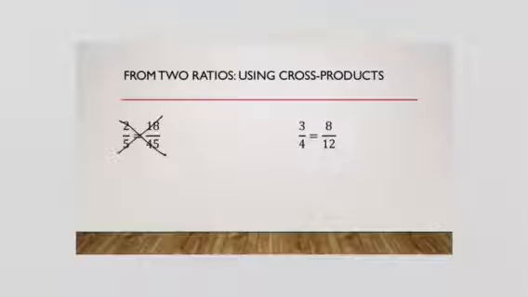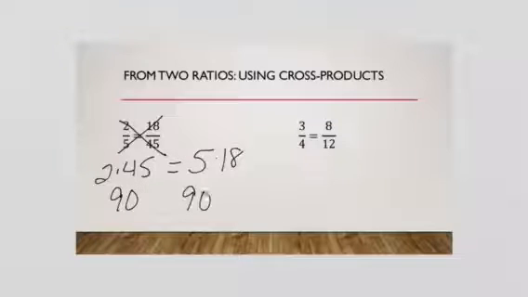So cross products. In this case it would be 2 times 45, which is 90. And we look at 5 times 18, which is also 90. So yes, these two ratios are proportional to each other.